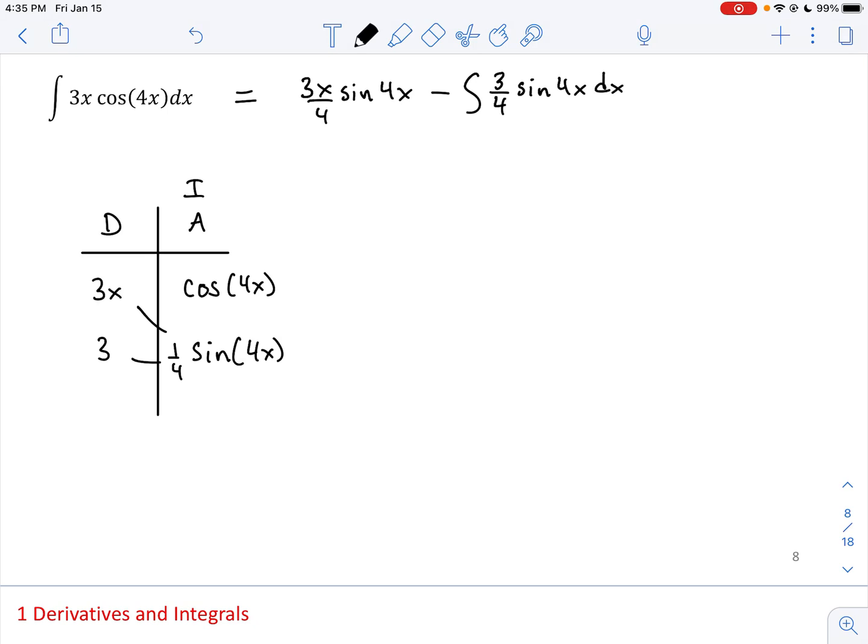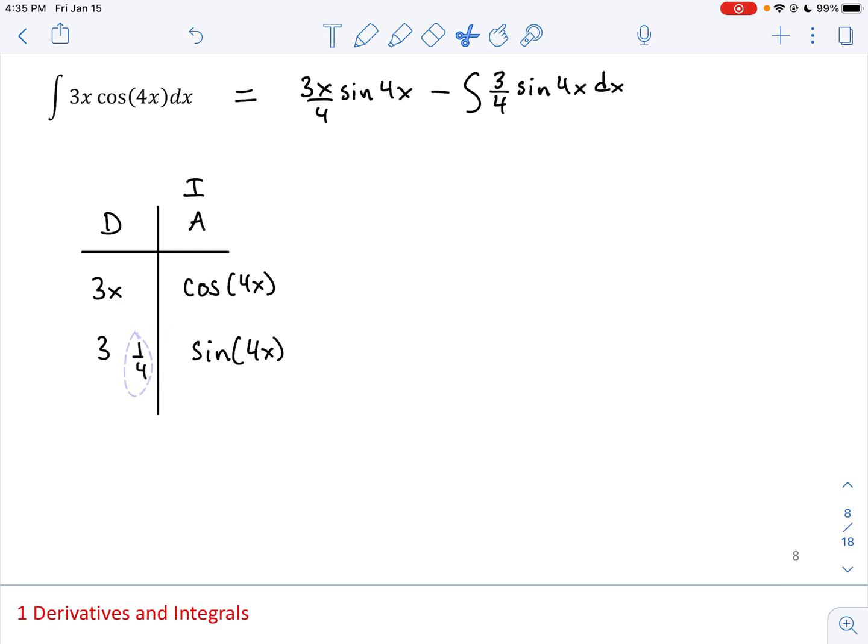And this is me applying the u and dv formula, but without using u's and dv's. Well, here's the interesting thing. I could do this again. I could let 3/4 be u and sine 4x dx be dv and apply an integration by parts formula again, which is going to be the same thing as me just doing one extra row of this table, right? Because I'm going to leave the 3 in the differentiate column.